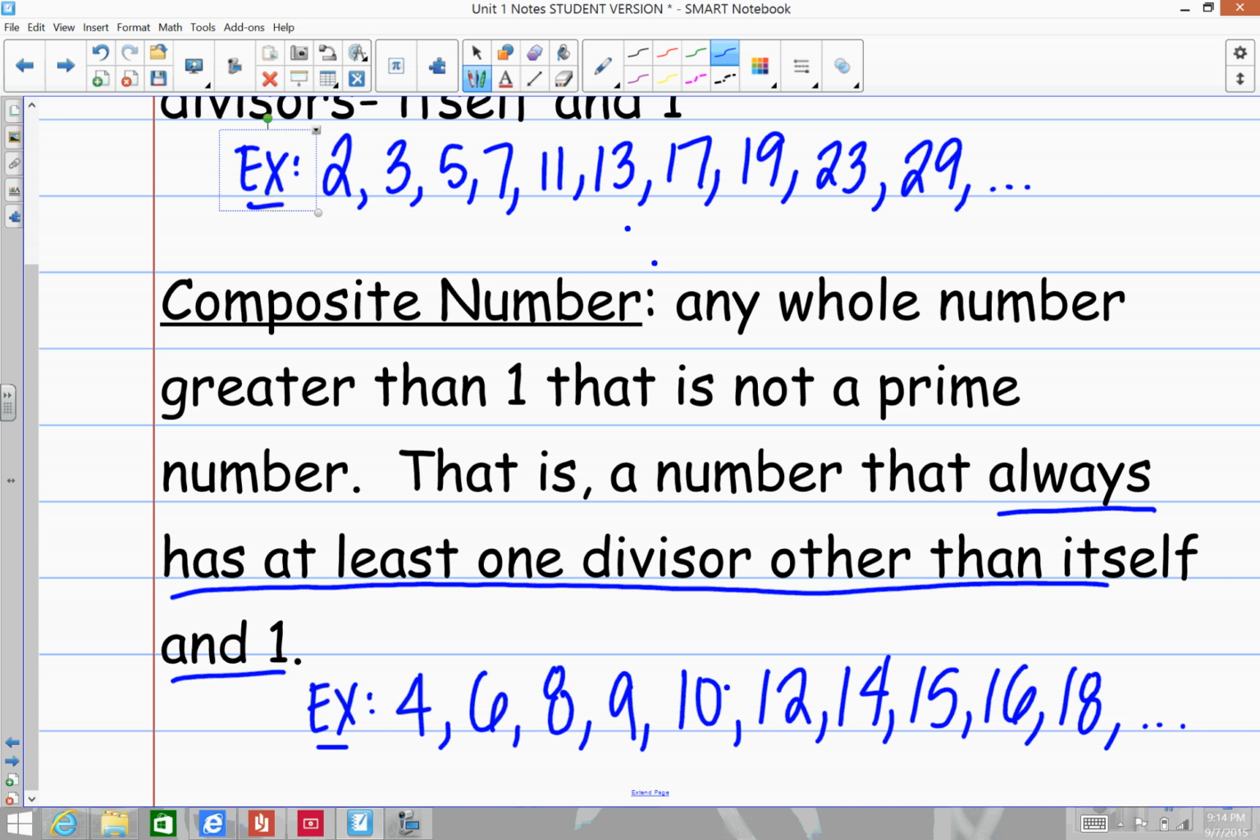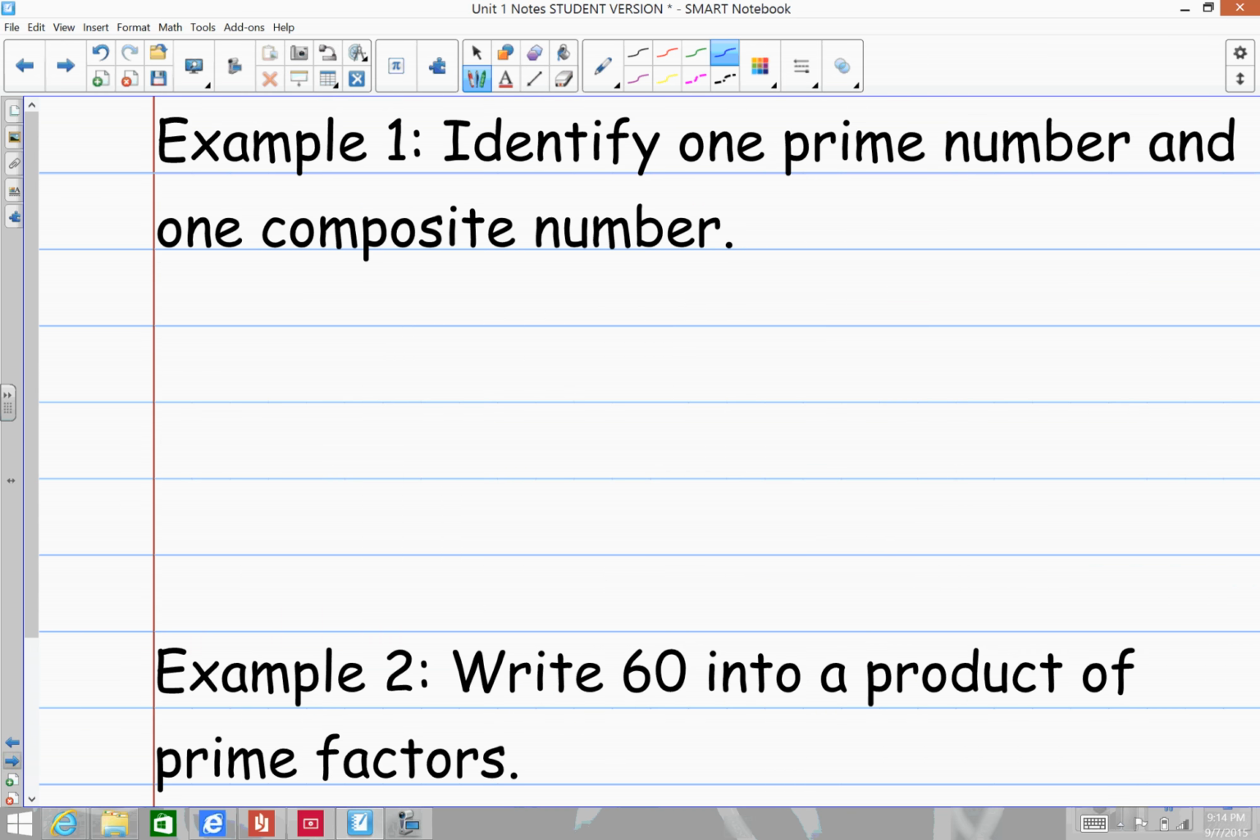So any of these numbers have other factors other than itself and 1, which is why it's considered a composite number. So let's do a couple examples that kind of use these ideas. So this first example is just to come up with one prime number and one composite number, and I'm just going to justify why that's the case.